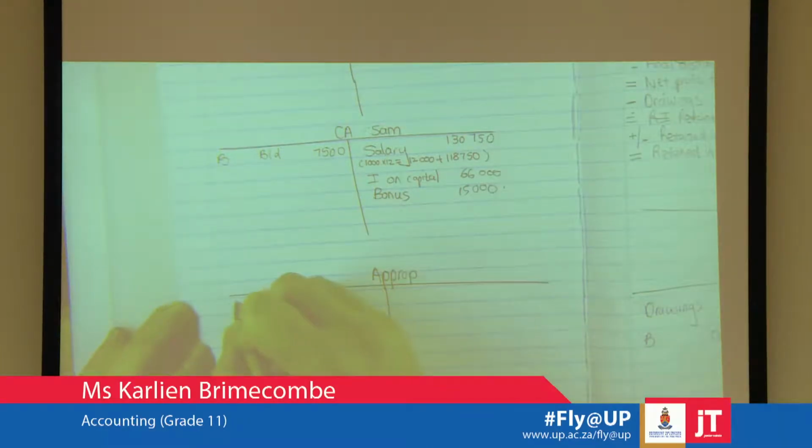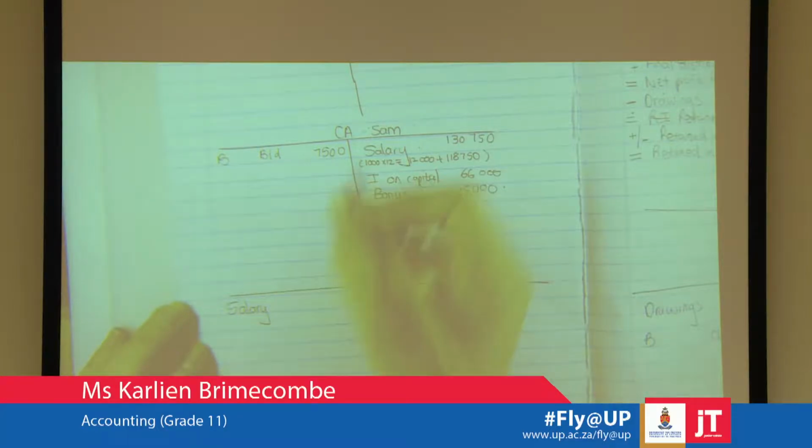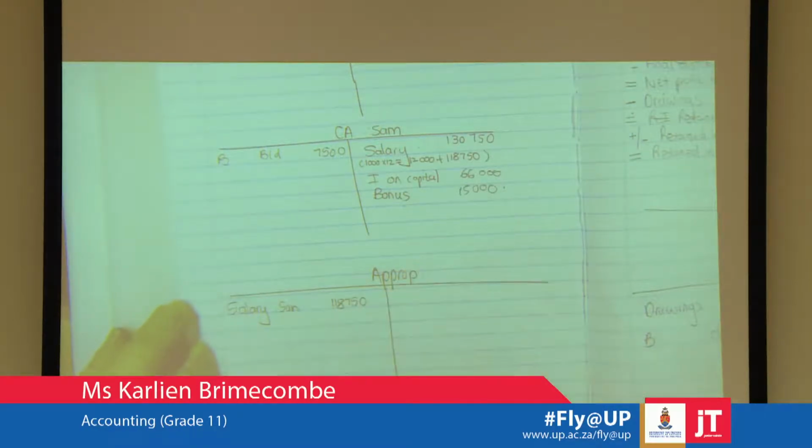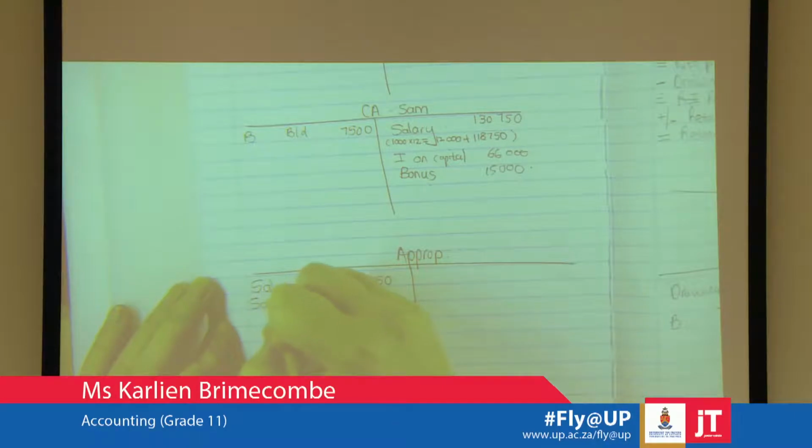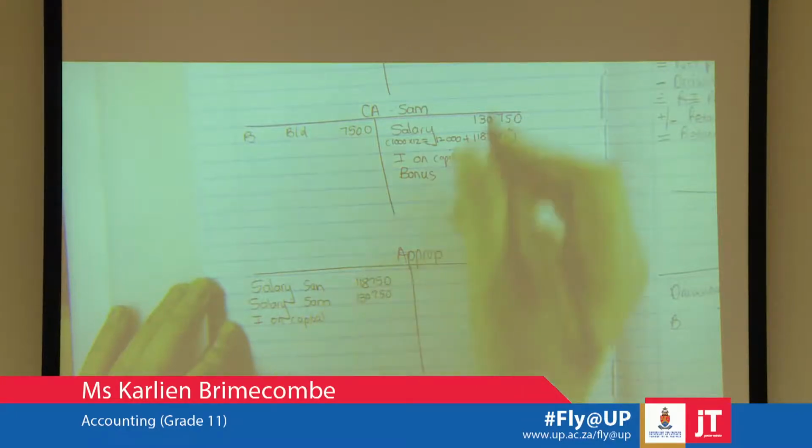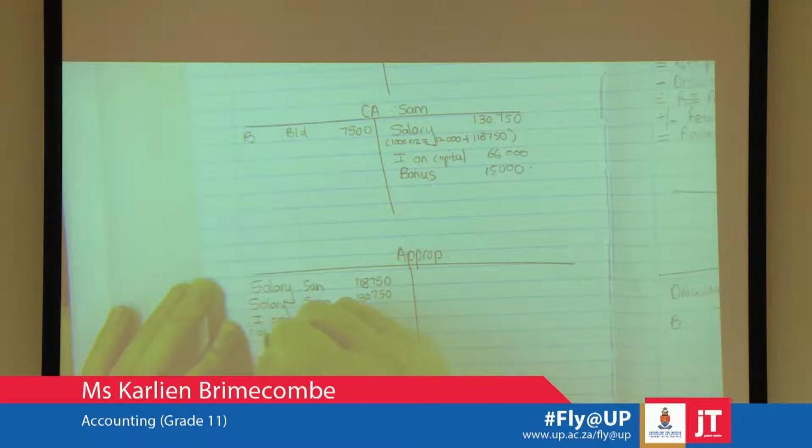So I would have had salary, SAN, just abbreviation, was 118,750. I would have had salary, SAM, 130,750. Interest on capital would have been 106,500 plus 66,000. Why do I add it and I don't write it separately?